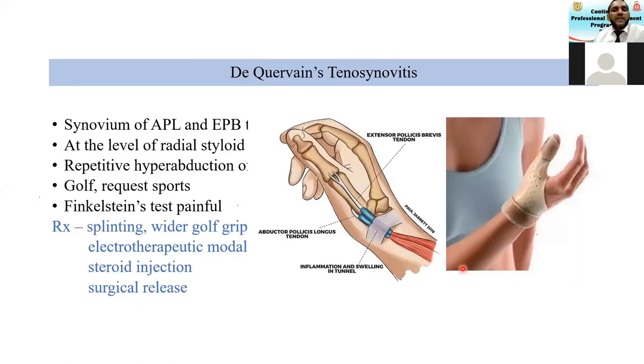The other common condition in practice is de Quervain's tenosynovitis, where the synovium of the first dorsal compartment is involved: abductor pollicis longus and extensor pollicis brevis tendons at the level of the radial styloid. These are the tendons of the first compartment, the abductor pollicis longus and the extensor pollicis brevis, at the radial styloid.